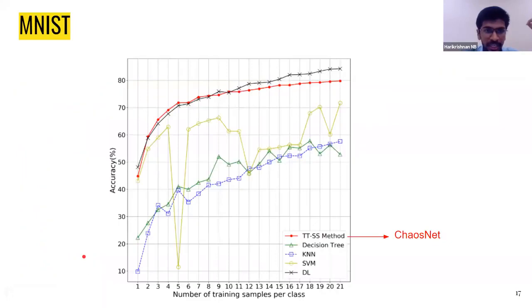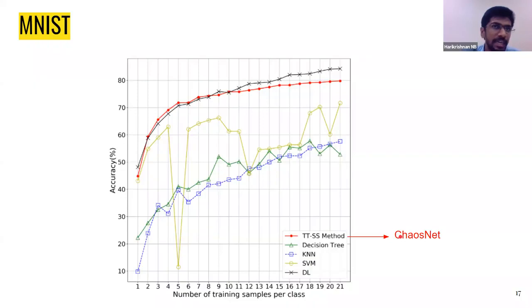In all these examples, we are interested in the low training sample regime. So we are training with one training sample per class and testing on the remaining dataset for the MNIST. You can see the performance of this TTSS method is nothing but ChaosNet only, ChaosNet with only firing rate. I'm only using firing rate. I have avoided firing time, energy, and entropy.